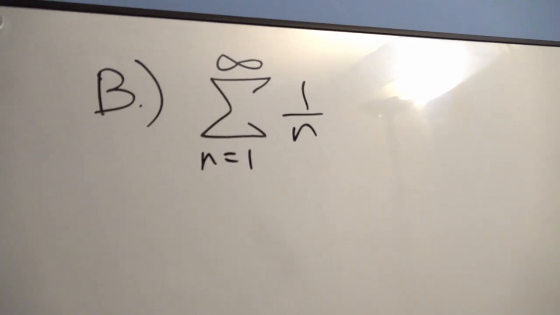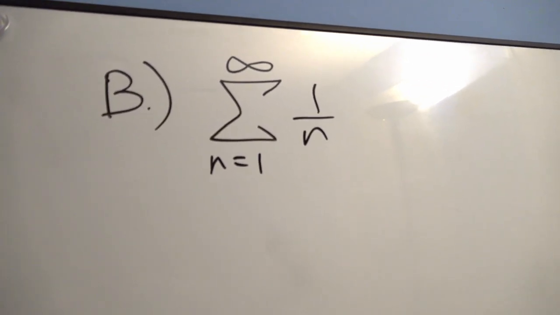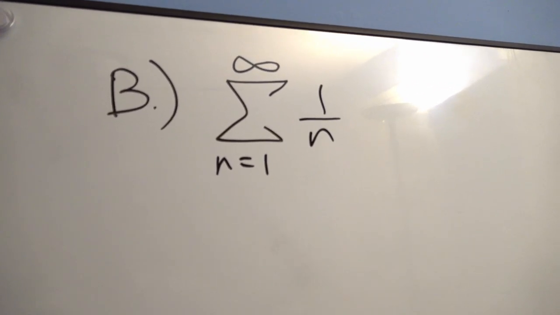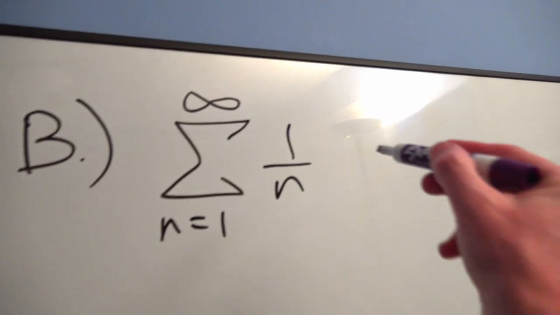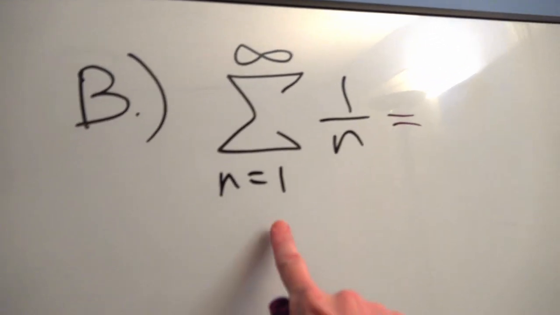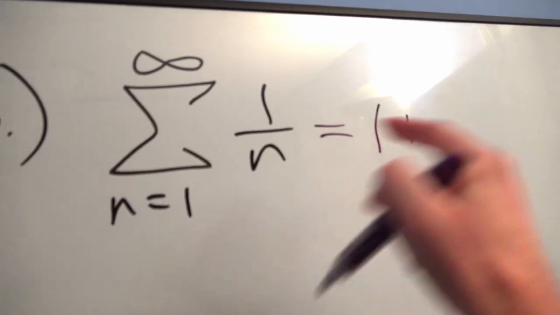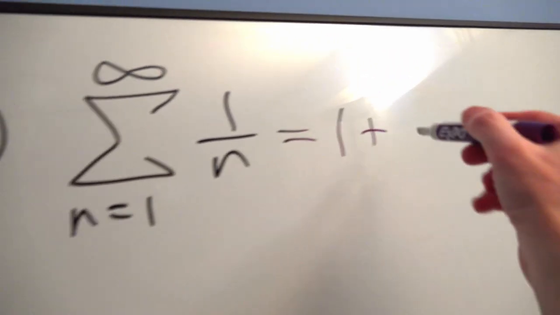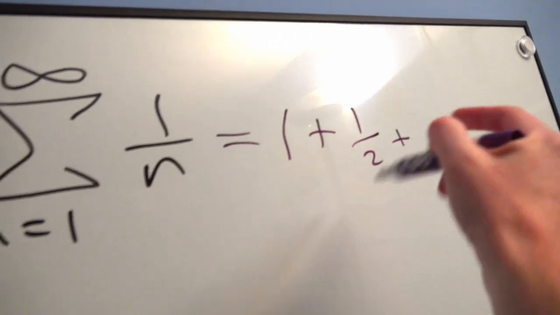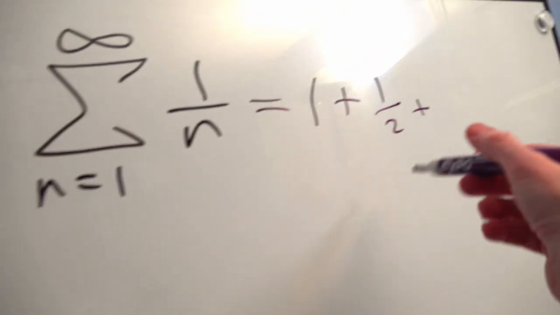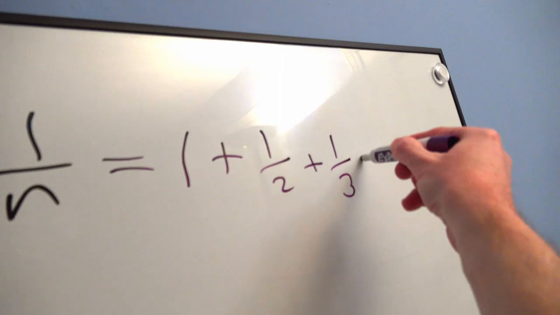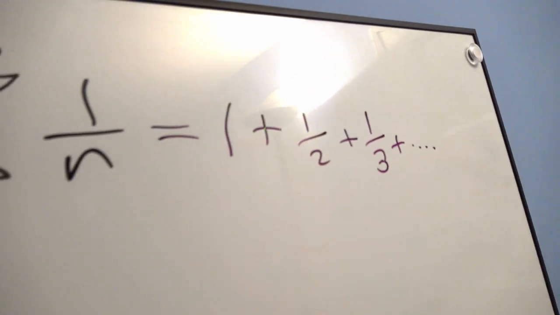Abracadabra. So for letter B, we have the infinite series from n equals 1 to infinity of 1 over n. Now, what does that really mean? Okay, let's go through what that means. Take 1, plug it in. 1 over 1 is 1. Plus, take the next integer 2, plug it in. That's 1 half. Plus, take the next integer 3, plug that in. That's 1 over 3. Plus 1 over 4, plus dot, dot, dot, goes forever.